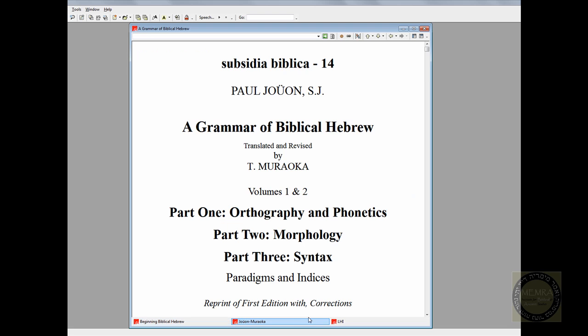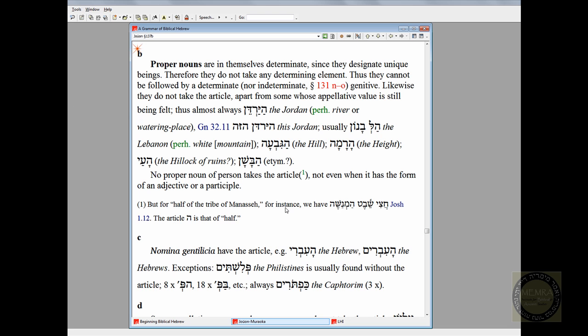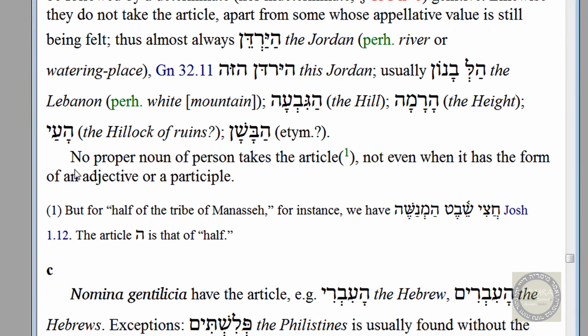Now, I'm going to switch to a Hebrew reference grammar. This is the leading Hebrew reference grammar in our time anyway, and I have a section of it marked out here where Joüon and Muraoka discuss the definite article as it pertains to proper nouns. And you'll notice the statement right here: no proper noun of person, a proper personal noun, takes the article, not even when it has the form of an adjective or a participle.